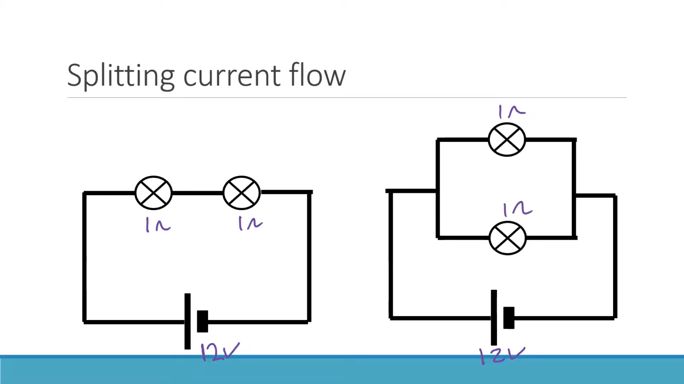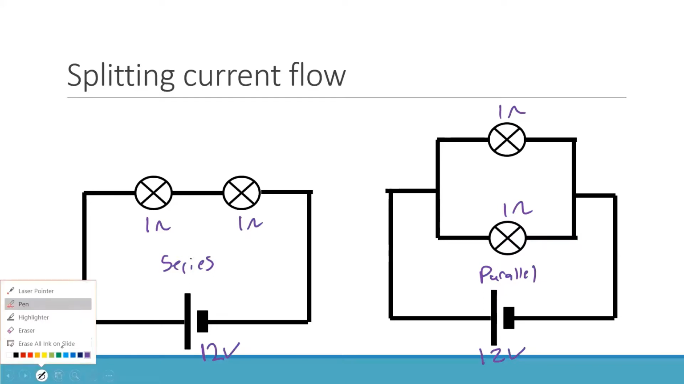So let's talk about this then. This is the series circuit. This is the parallel circuit. And we're going to explore what makes these guys tick. So we already know the basics, right? We already know that if the total resistance here is 2 ohms, so therefore we know that we're going to have 6 amps going through this circuit.